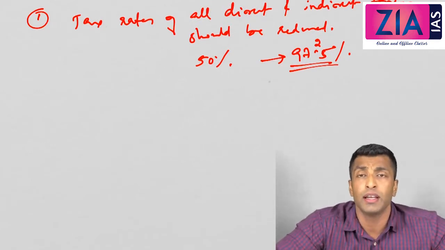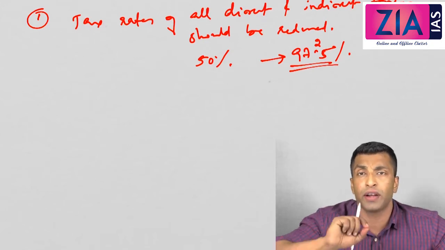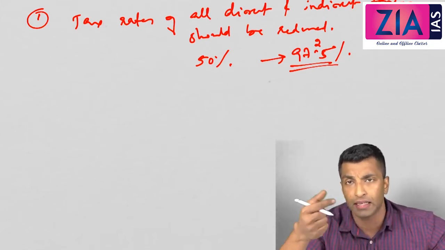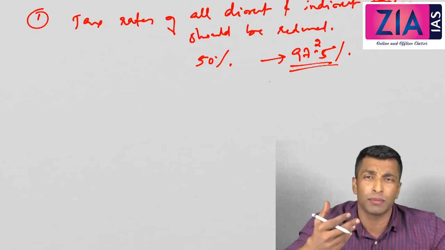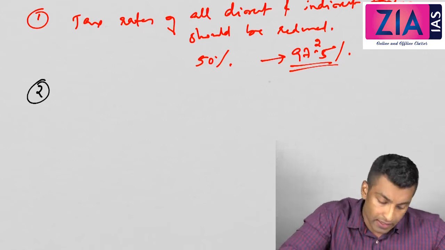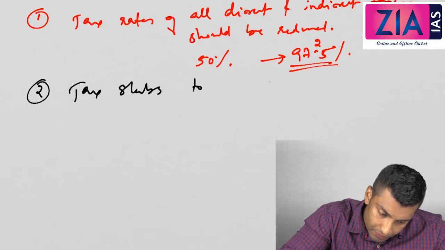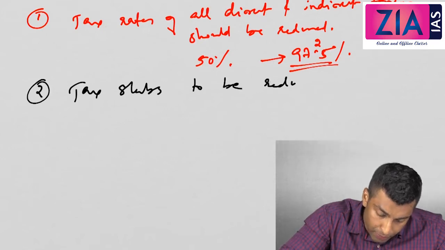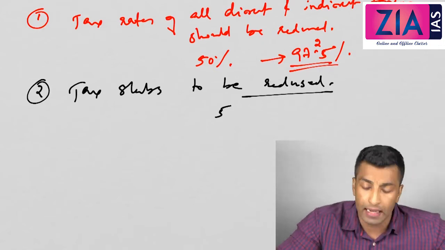The second recommendation is that the number of tax slabs should be reduced. That means different slabs, different rates, have to be reduced, because there will be confusion. If more slabs are there, where you fit in will be a confusion. So let me write it down, then I'll explain that. Second one, tax slabs should be reduced. Okay, see now what are the tax slabs?